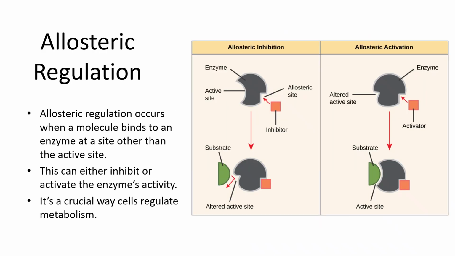Allosteric regulation is when a molecule binds at a site other than the active site. This can either activate or inhibit the enzyme. It's a key strategy cells use to regulate their metabolic pathways quickly and efficiently.